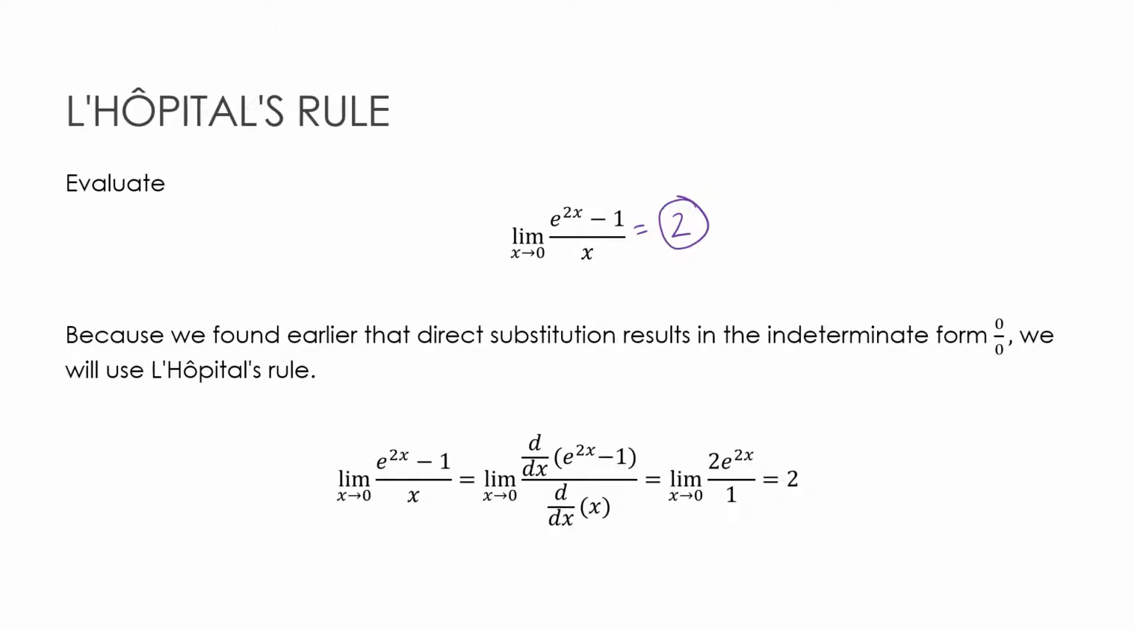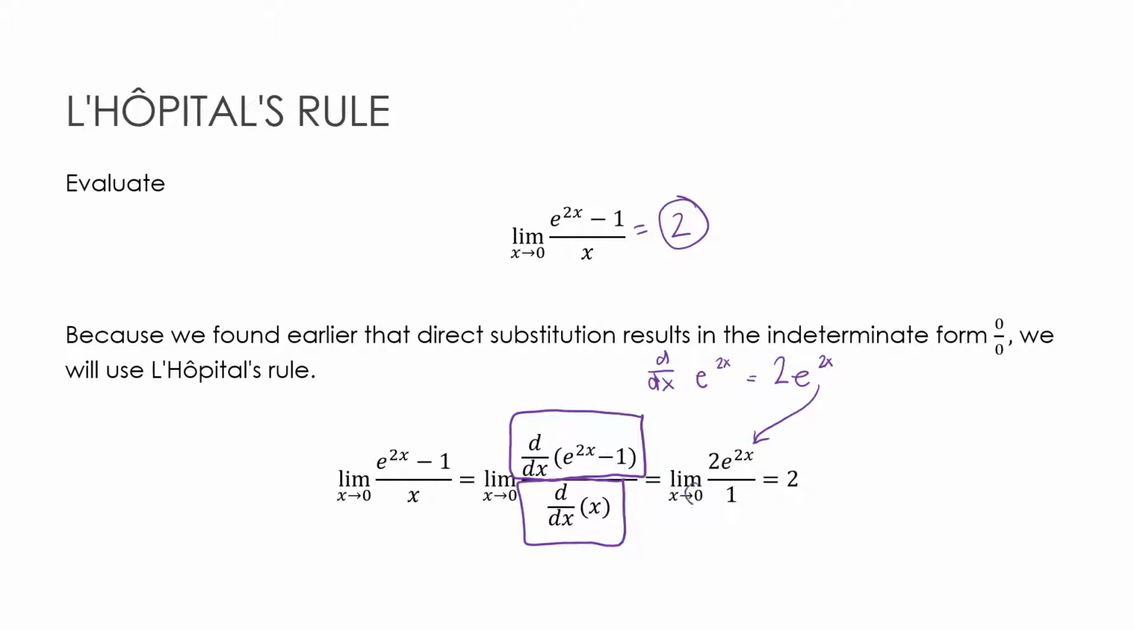I'm going to take the limit of the derivative of the numerator and the derivative of the denominator and see if that helps me. Well, the derivative of the numerator is, using those techniques that we've learned this week, the derivative of e to the 2x. The derivative of e to the 2x, remember, would be e to the 2x times the derivative of 2x, which is 2, and then of course the derivative of minus 1 is 0, so that's where I got my numerator. My denominator is the derivative of x, which of course is 1.